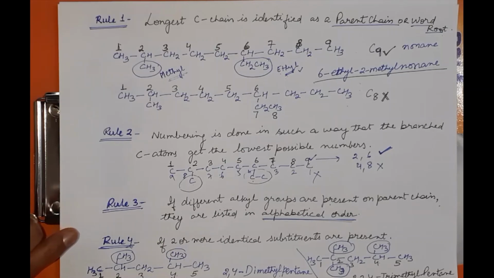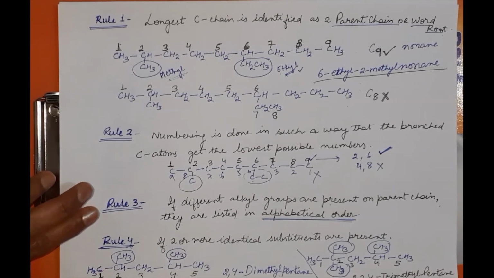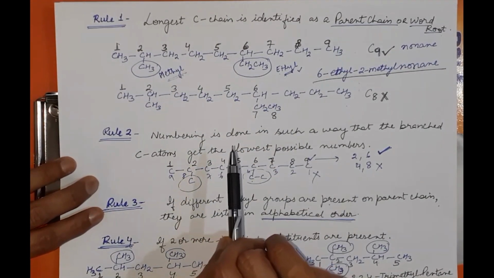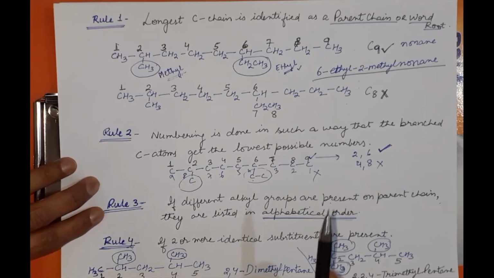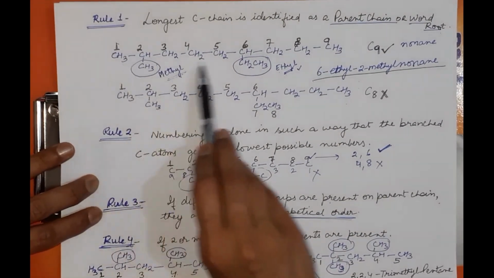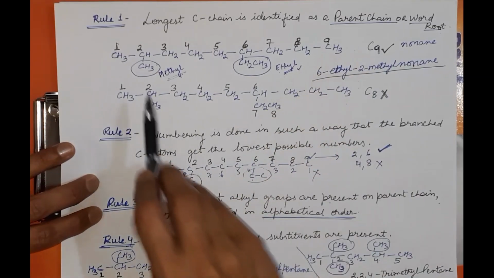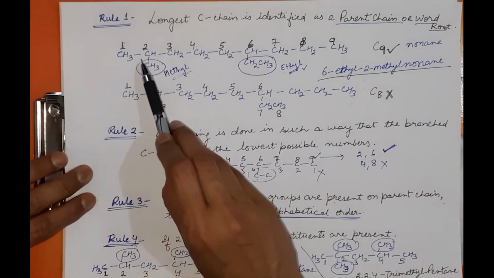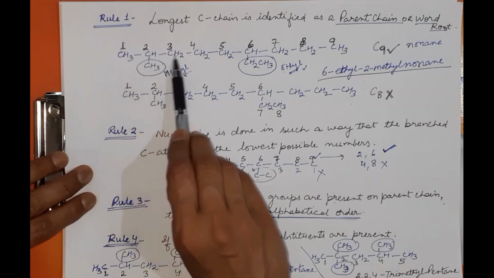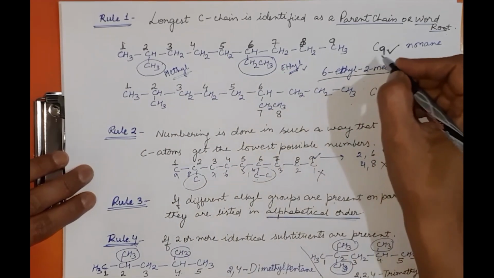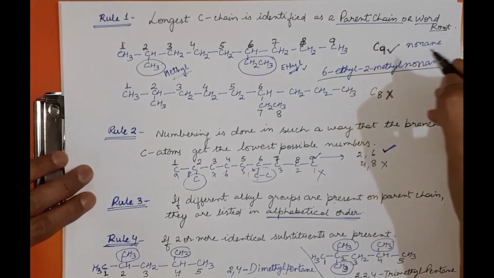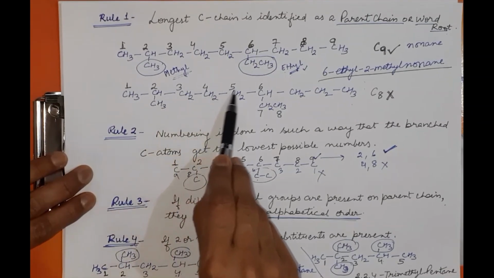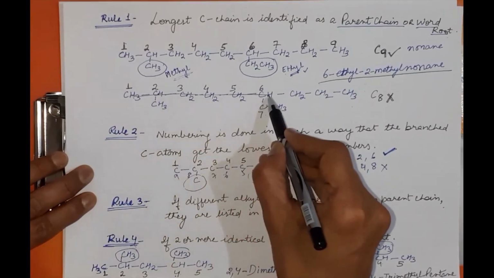There are a few rules for the IUPAC nomenclature of these compounds. First rule: suppose we have a long chain of an organic compound, like here we can see this is a long chain. While giving numbers to the parent carbon chain, two ways are there. We can number like this, then it will come to C9, a 9 carbon atom parent chain. Another way is that we can number like this also.